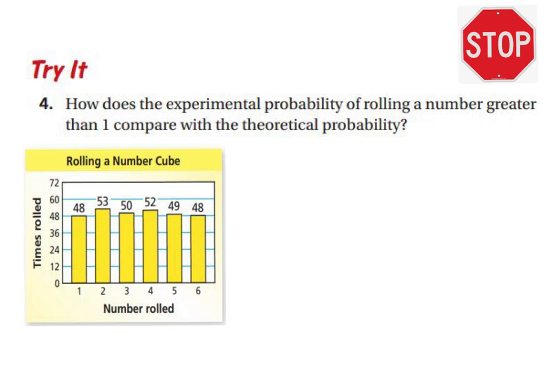So now this one is for you to try. Please make sure you get this in your notes. How does the experimental probability of rolling a number greater than 1 compare with the theoretical probability? And we're using the same data from rolling a number cube as we did for our example number 3. So you go ahead and try it. Hit play when you're ready.